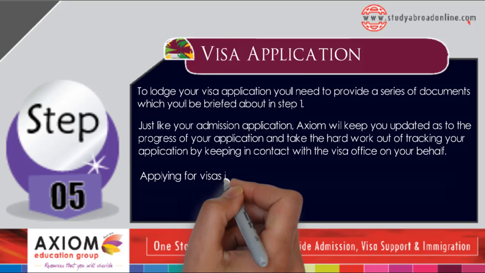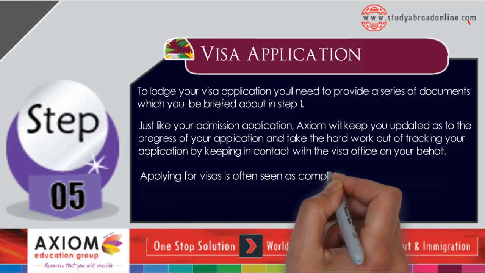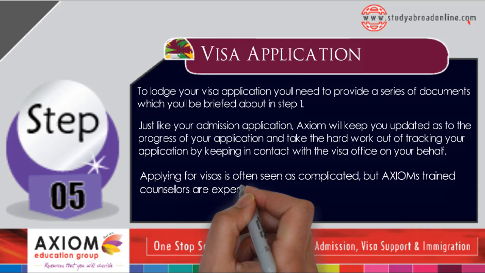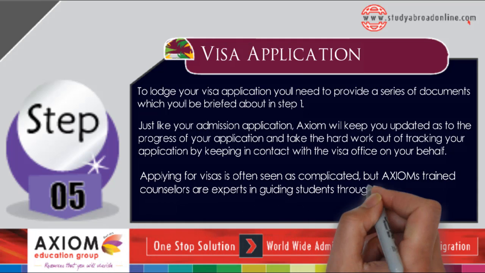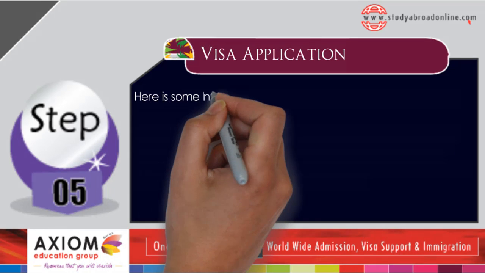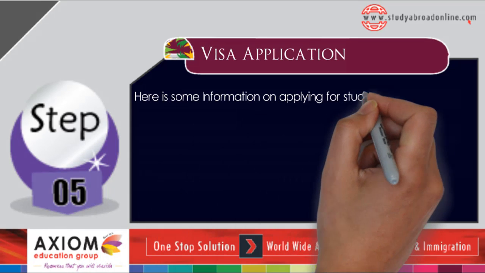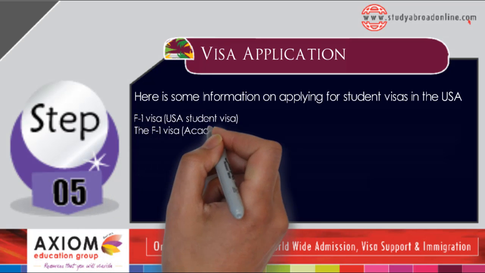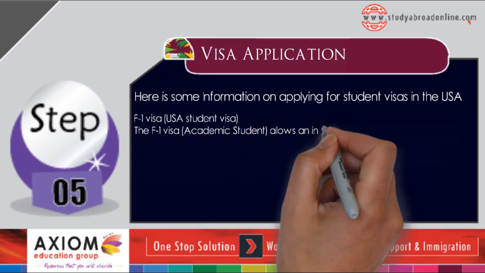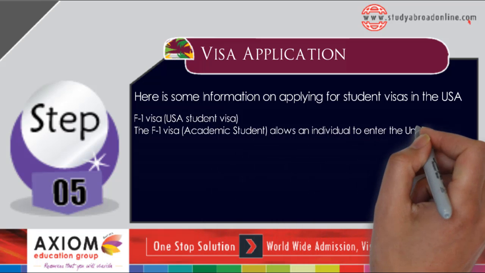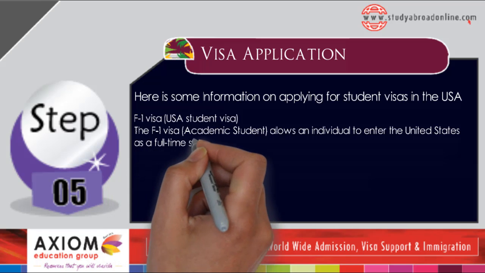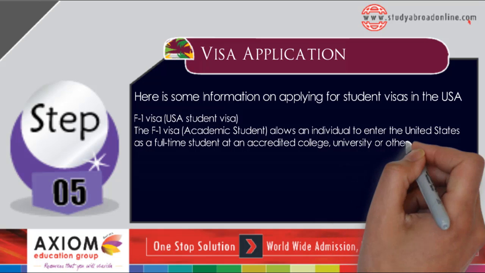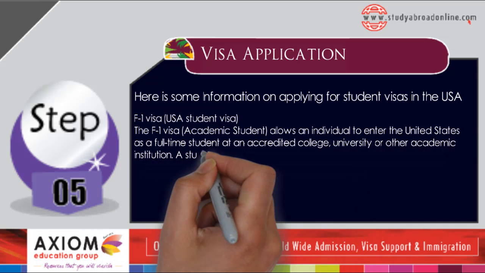Applying for visas is often seen as complicated, but Axiom's trained counselors are experts in guiding students through the application process. Here's some information on applying for student visas in the United States. F1 visa, or the United States student visa, is something that allows an individual to enter the United States as a full-time student at an accredited college, university, or other academic institutions.